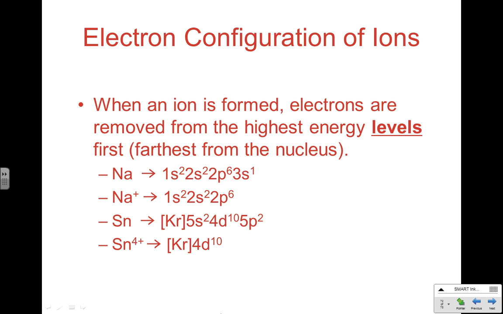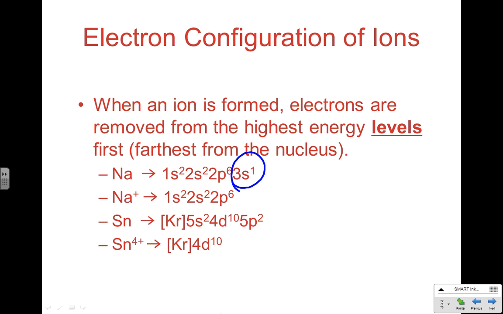So sodium is 1s2, 2s2, 2p6, 3s1. When we make the sodium ion, we've lost an electron. Which one do we lose? Well, we yank it from the one that's farthest away from the nucleus because that's easiest to remove. So it becomes 1s2, 2s2, 2p6 as the sodium ion.